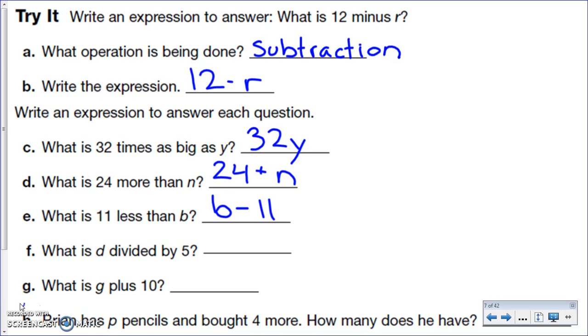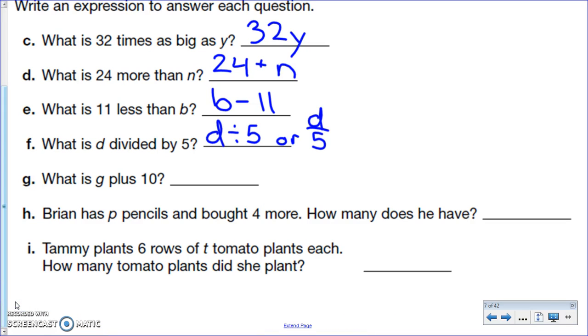F, what is d divided by 5? So we can write that out as d, division sign, 5, or d and then the fraction bar and the 5. Either one is acceptable. For G, we have what is g plus 10. We know plus is addition, so we'll write g, the addition sign, 10.